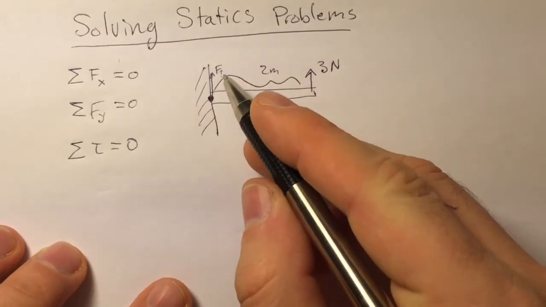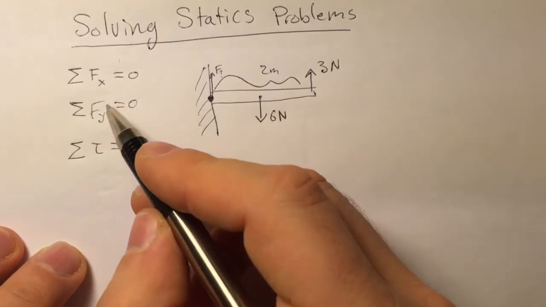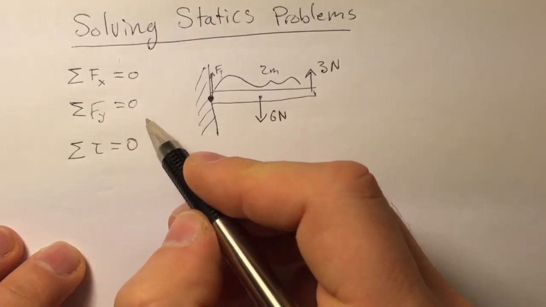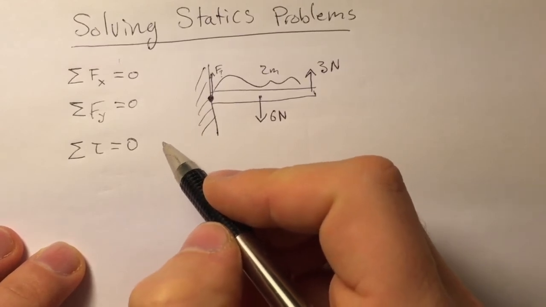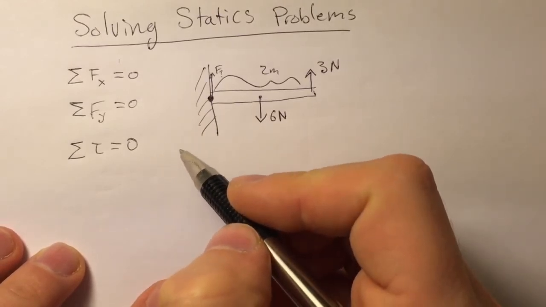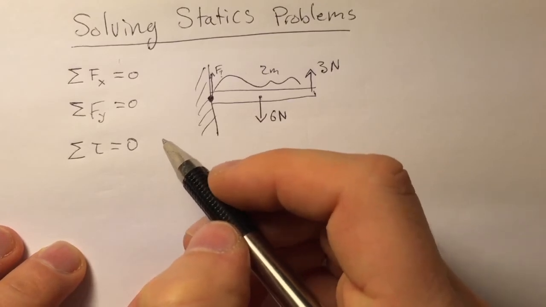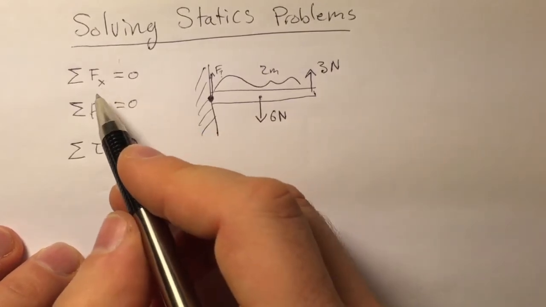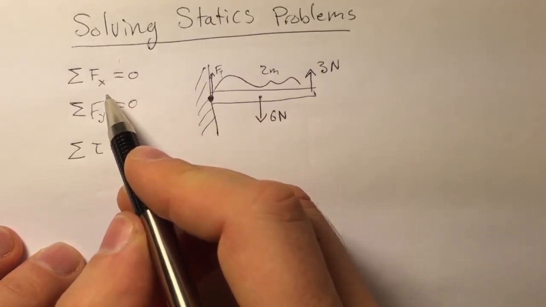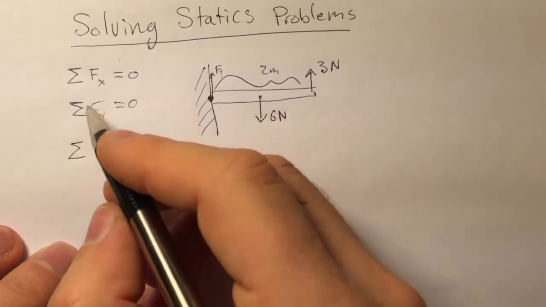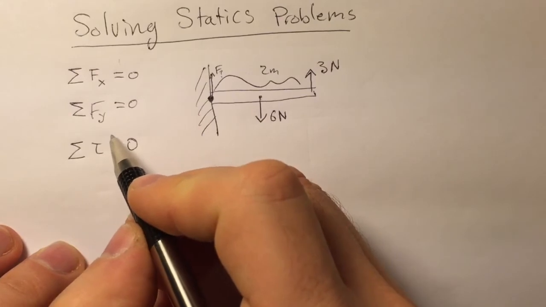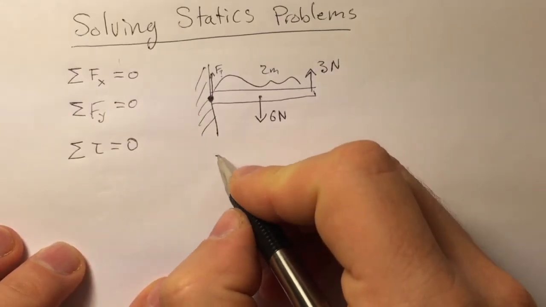So to find this, what we can do is use our equations over here. You won't always need to use all of the equations. You might need one, you might need two, you might need all three, depending on what you're looking for and what you know. So in this problem, we don't need the x equation. There are no forces in the x direction, so we don't need that. But we do need the sum of the forces in the y direction. So let's write that out.